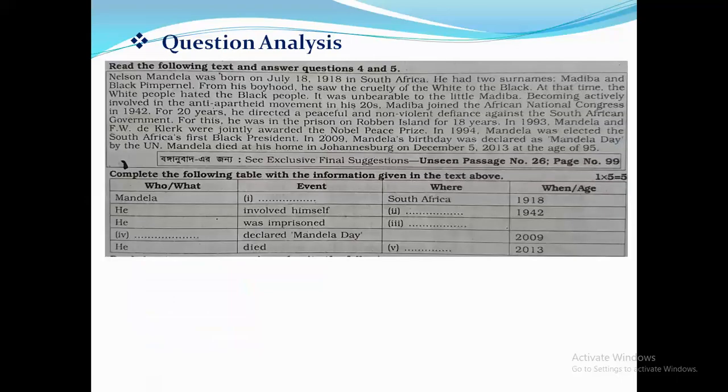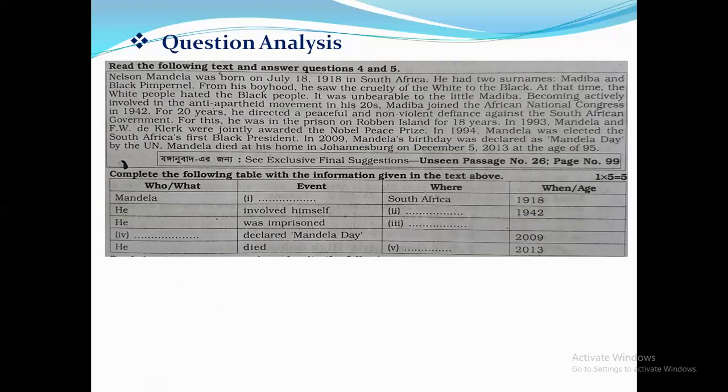Another sample question for analysis, and it is about Nelson Mandela. Here also you'll get the same question: read the following text and answer questions 4 and 5. Number 4 is information transfer. So what you have to do here, again, is read the table very carefully. You have to keep the keywords and gaps in your mind very carefully before starting reading the text, because these things will help you to find the correct answer from the text.